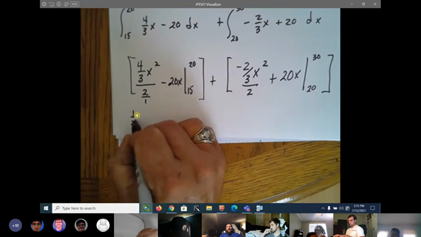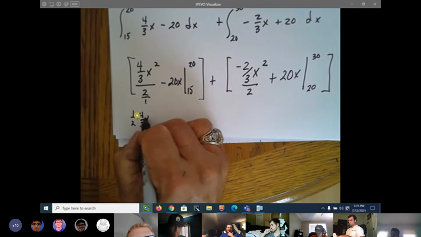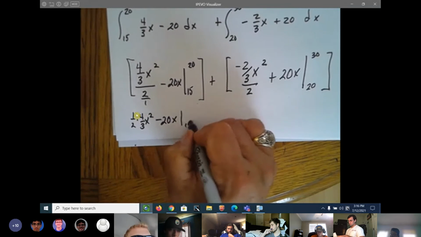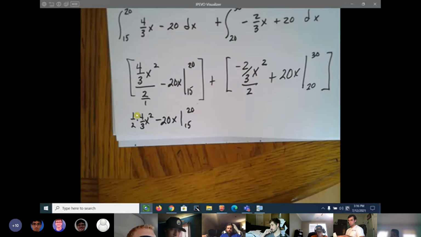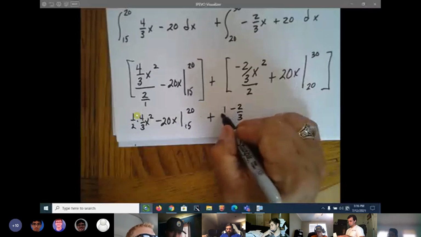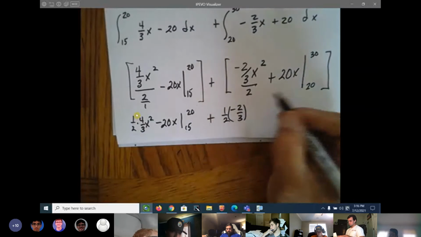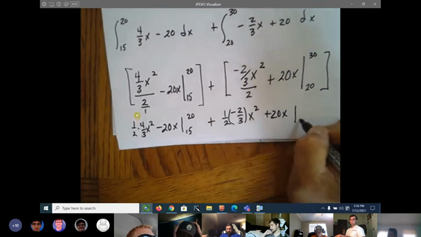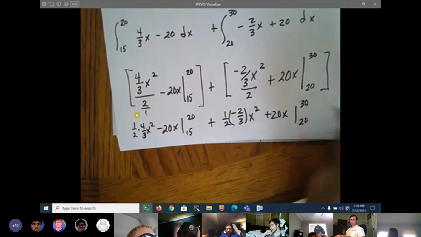One half times 4/3 x squared minus 20x from 15 to 20, plus negative 2/3 times 1/2 x squared plus 20x evaluated at 20 and 30.